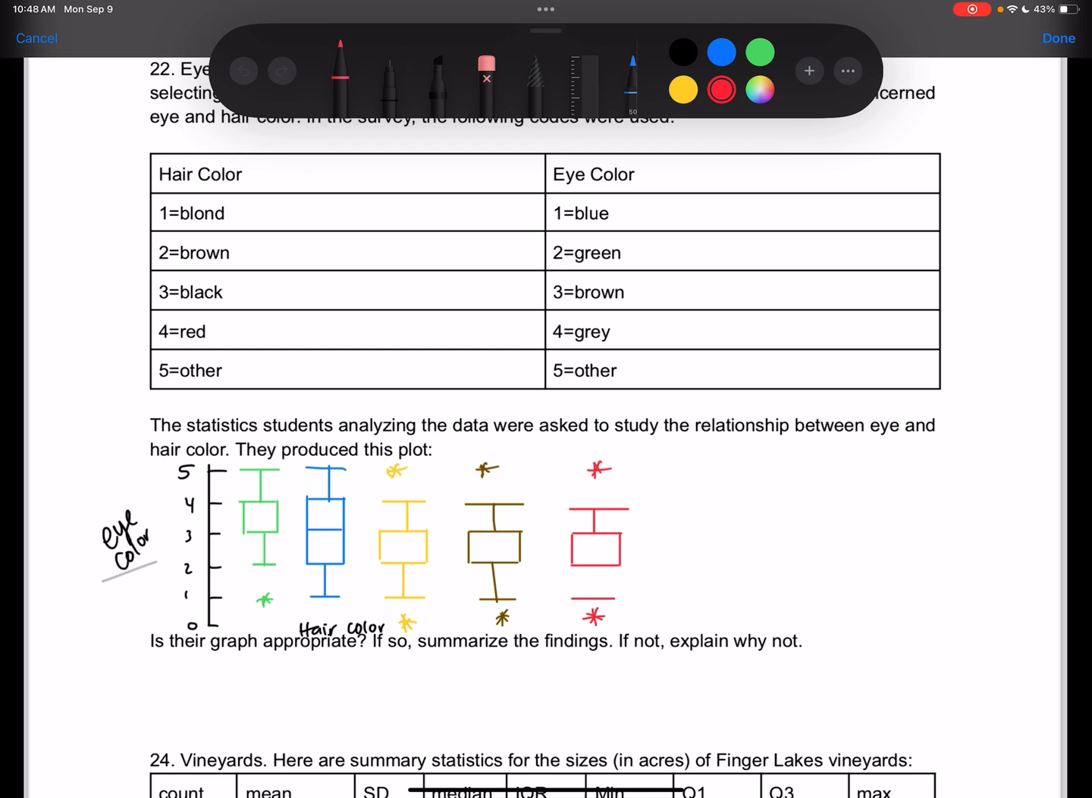So, is this graph appropriate? If so, summarize the findings. If not, explain why not.